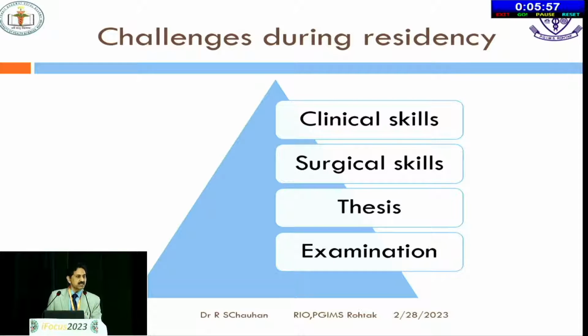Now, examination is also after the 3 years, but probably that is incorrect, because to learn ophthalmology you need to be assessed and examined at regular intervals, not only at the end of 3 years. Because unless there is fear of examination, you don't try to read. The brain is not receptive.